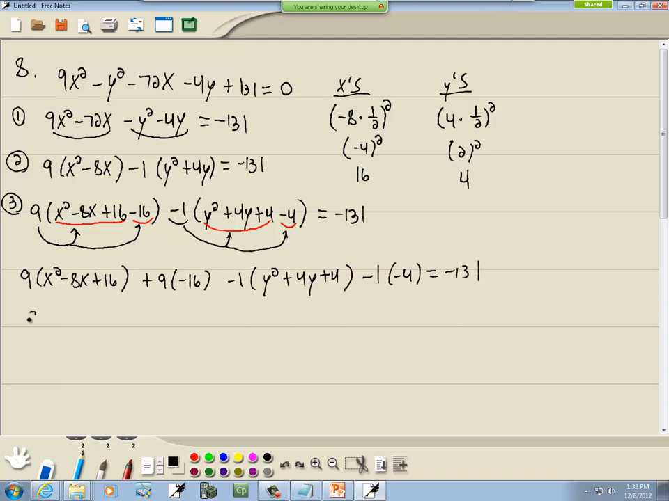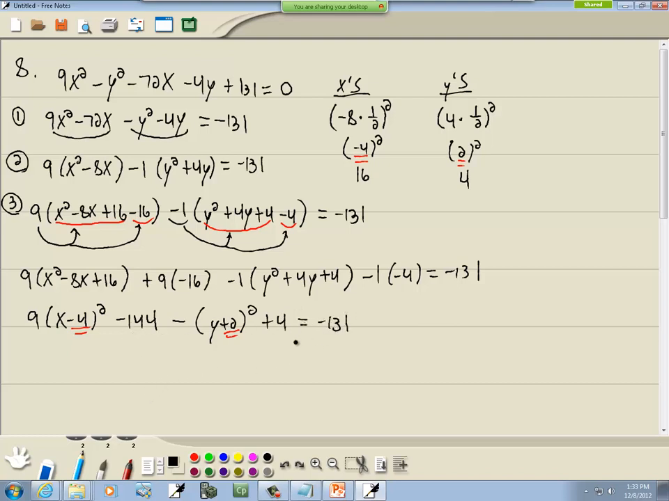Well, this factors as x minus 4 squared. Again, whatever number's right here in the parentheses, right before you square it, sign included, so it goes right down here. Where's my calculator? 9 times negative 16 is negative 144. Now the negative 1, the 1 can drop away. And this factors as y plus 2 squared. Again, whatever number's right here, right before you squared, is what goes right here. Negative 1 times negative 4 is a positive 4.